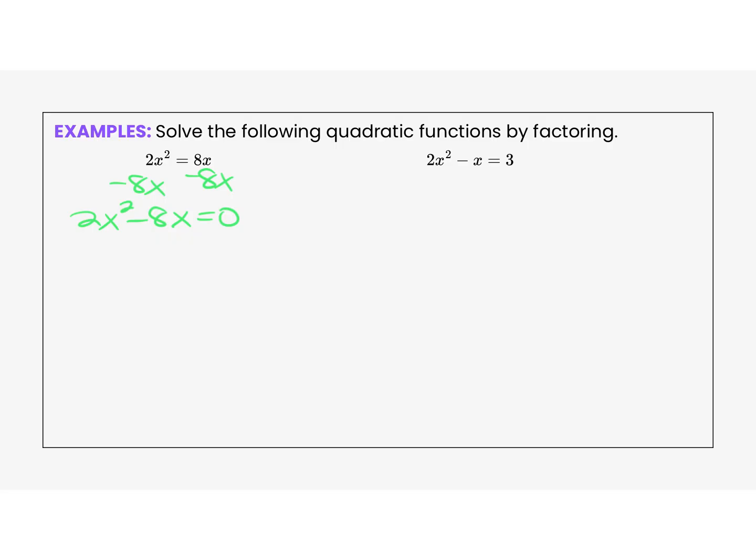So here, this would be a GCF factoring. They both have a 2x. And then I'm left with x minus 4 on the inside. Set each factor equal to 0. So I get x equals 0 and x equals 4.